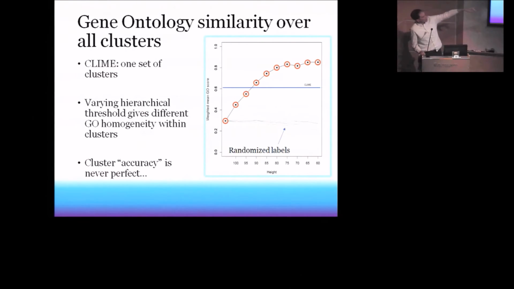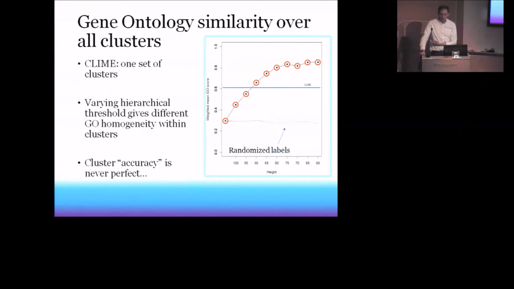So you can see the black dots with the red lines and circles around them, that's our hierarchical approach where we move that sort of hacksaw threshold up and down. So you can see that as we move the threshold further down, right, the height of 60, then the similarity is roughly 0.8. Okay. So there's a number without context.